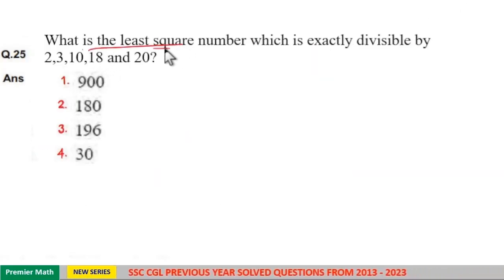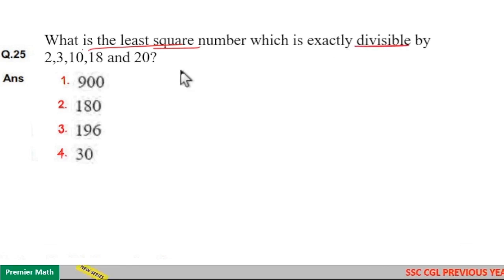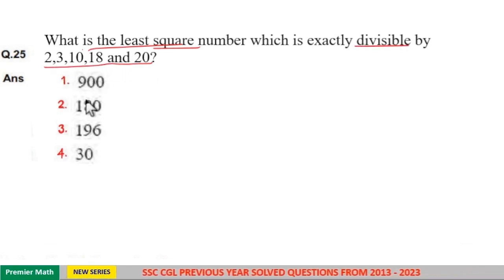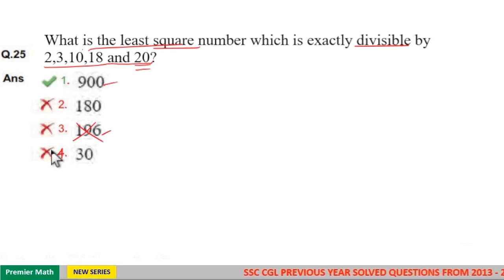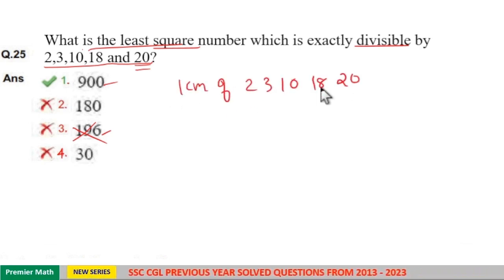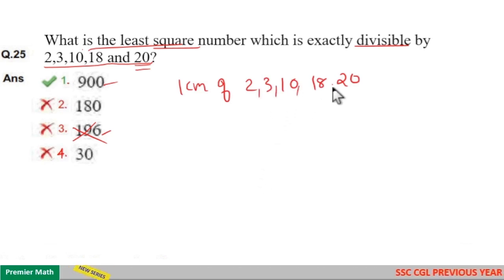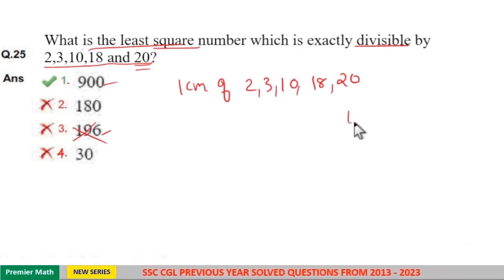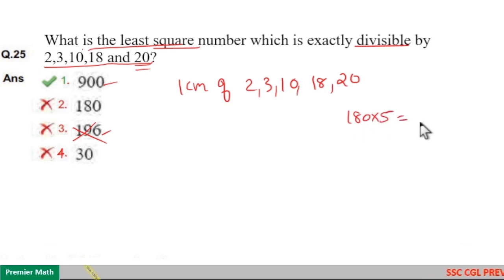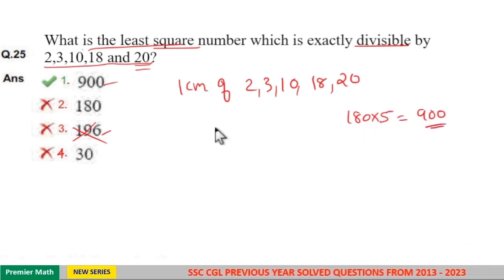What is the least square number which is exactly divisible by 2, 3, 10, 18 and 20? Here it is a simple question because you know only 196 and 900 are squares. Now 196 is not divisible by 20, so option 1 is your answer. If all the given options are squares, then you can take the LCM of 2, 3, 10, 18 and 20. Now the LCM is equal to 180. So if you multiply it by 5, then you can see this is 900. So 900 is the answer.